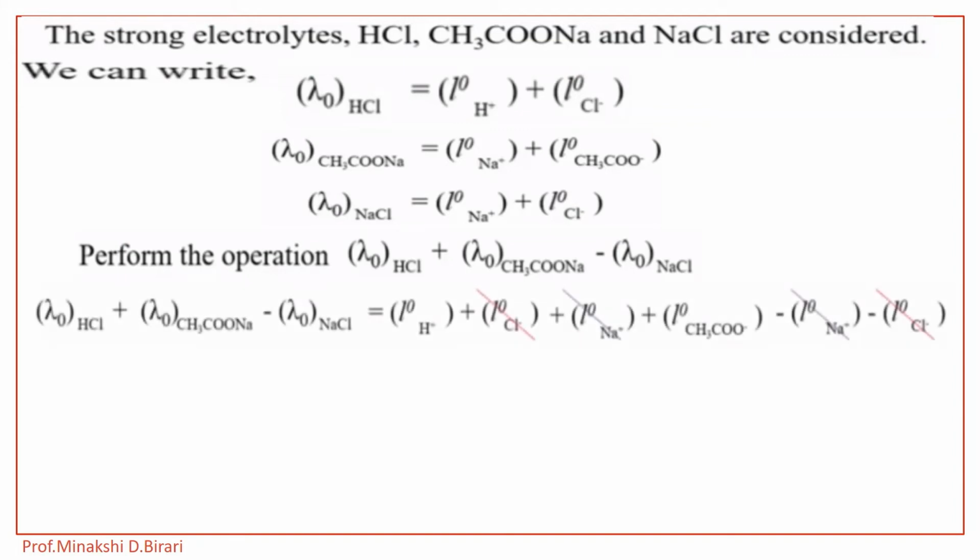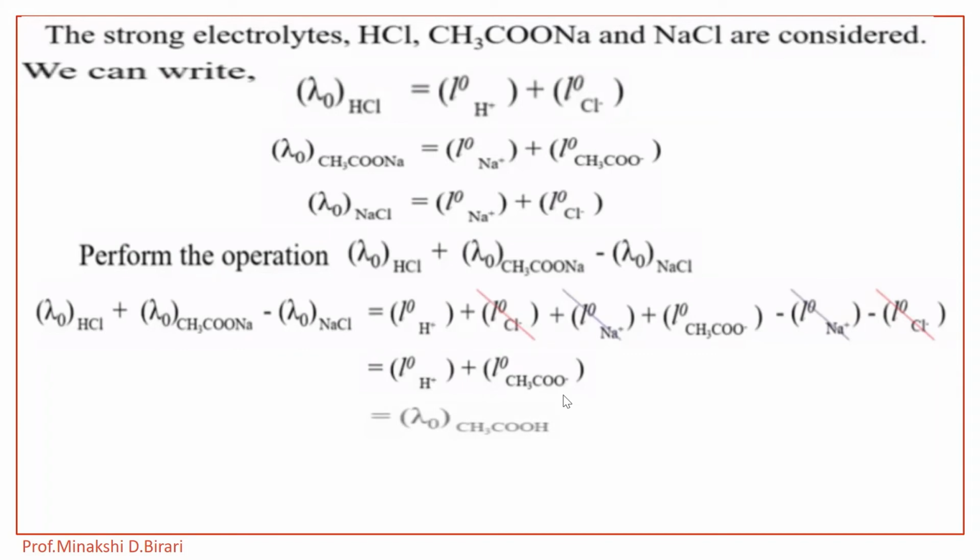So that we get lambda 0 of H plus lambda 0 of Cl minus lambda 0 of Na plus lambda 0 of CH3COO minus lambda 0 of Na minus lambda 0 of Cl minus. Here these two terms get cancelled. Lambda 0 of Cl minus, lambda 0 of Cl minus, and lambda 0 of Na minus, lambda 0 of Na plus, those terms get cancelled. Therefore we get lambda 0 of H plus lambda 0 of CH3COO minus.